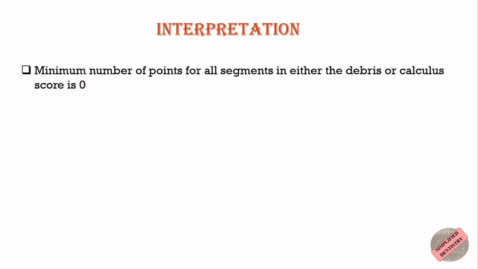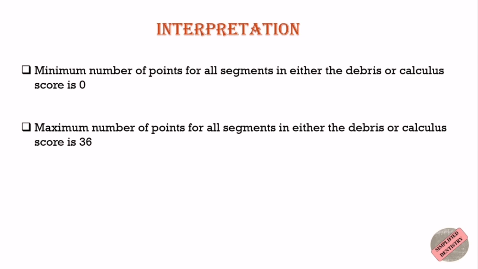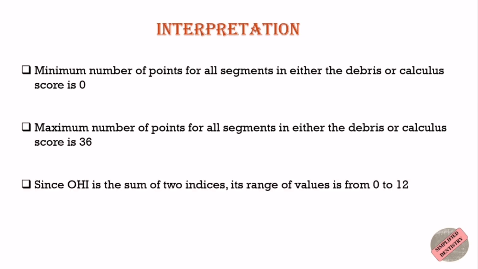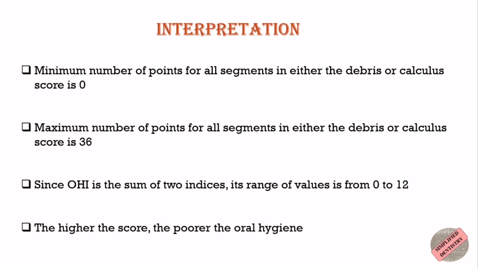Now let's have a look at the interpretation. The minimum number of points for all segments in either the debris or calculus score is 0. And the maximum number of points for all segments in either the debris or calculus score is 36. Since oral hygiene index is the sum of two indices, its range of values is from 0 to 12. And the last one is, the higher the score, the poorer the oral hygiene.